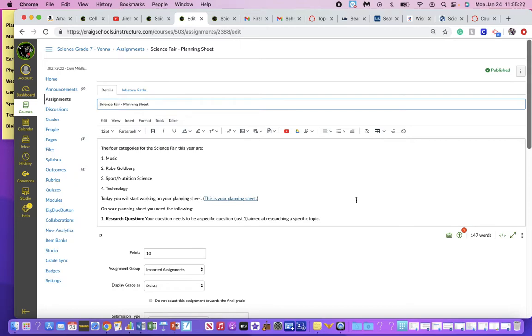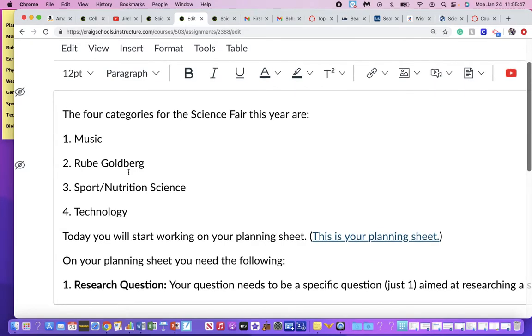I wanted to talk today about your science fair and this first step, which is your planning sheet. Now, we've gone through some brainstorming. I've had you do a little research. Last class period, which was last Friday, January 21st, I had you go ahead and vote on some categories. Everybody's voted, or at least everyone who is going to vote has, and these are our four top categories.